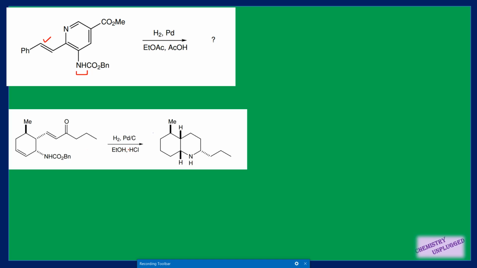So you have to find out the mechanism of this reaction. First thing: in this example, this double bond and this double bond will be reduced first, right? These two will undergo hydrogenolysis. So in the first step, we will get this type of product.